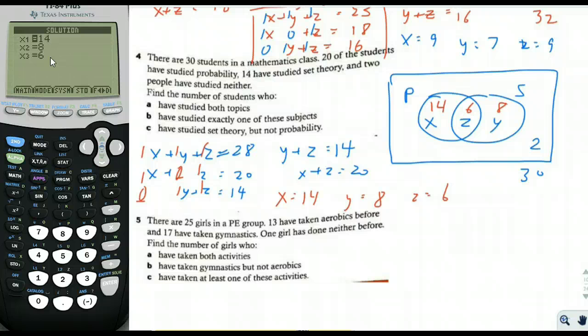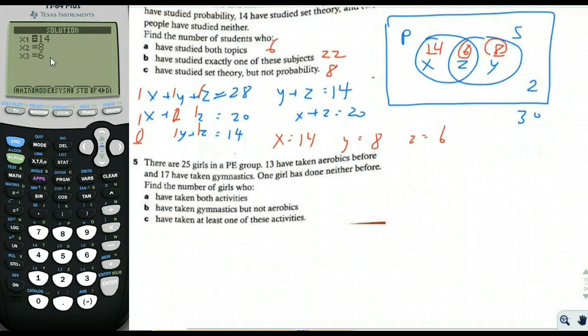So those are right. Find the number of students who have studied both topics. So that would just be these 6, right? Have studied exactly one of the subjects. So exactly one would be 14 plus 8. Have studied set theory but not probability. That would just be these 8 because the 6 in the middle have studied both. Okay? Last one.